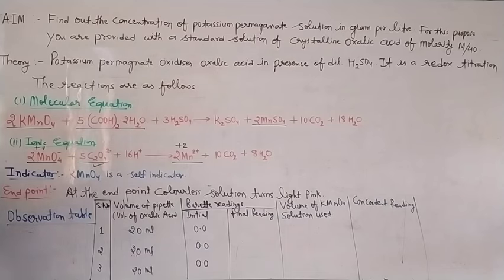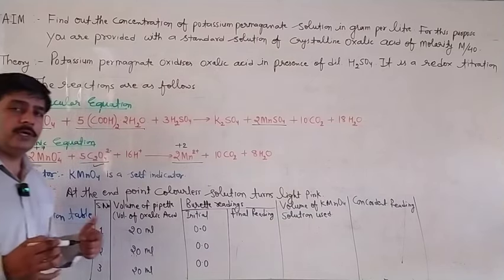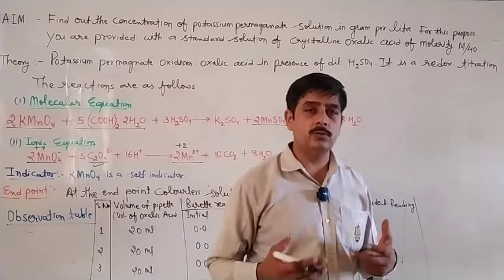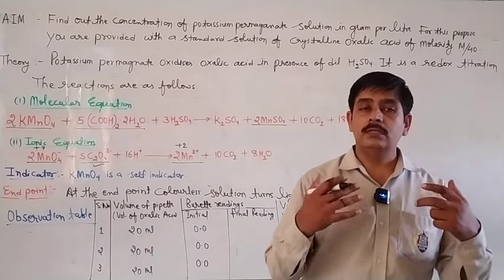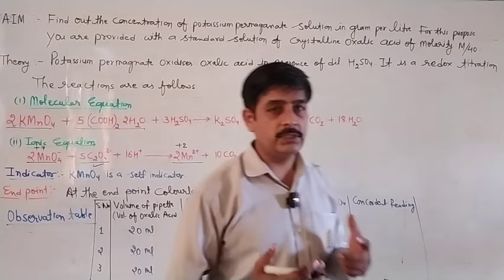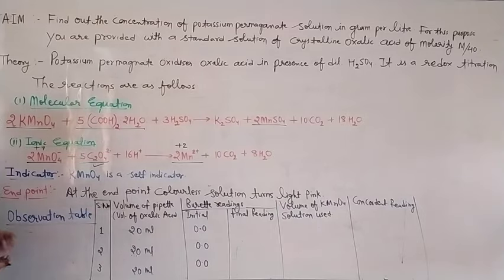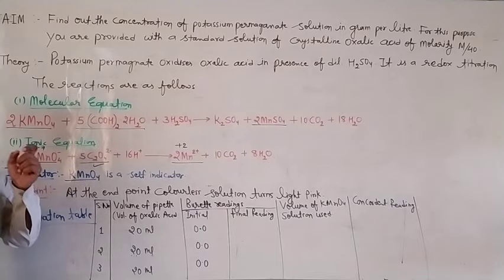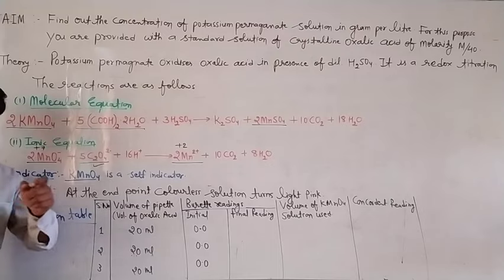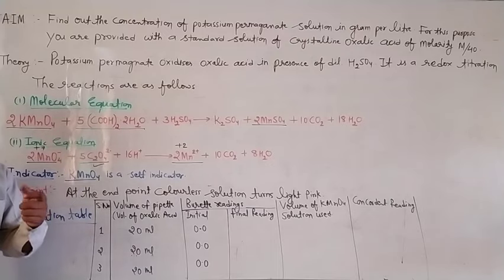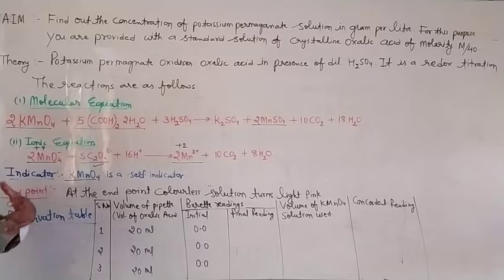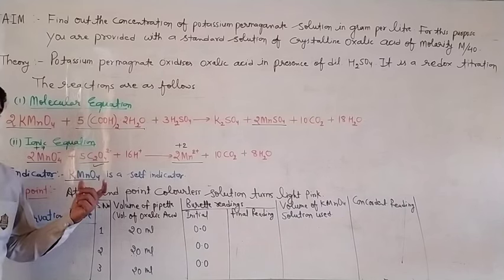Now let's talk about the indicator. In the previous video we have already told you about the indicator. Indicators are those substances which tell us that the reaction has been completed. Here we have KMnO4 as the indicator, but it is a self indicator, because a reactant acting as an indicator is called a self indicator. Externally we have not added any indicator; it is already present in the form of a reactant. And the endpoint, as we discussed earlier, is when the colorless solution turns light pink.